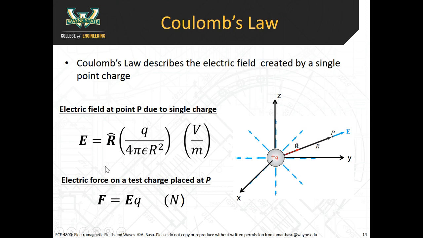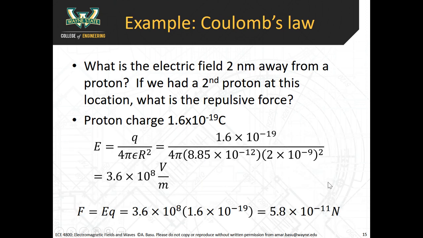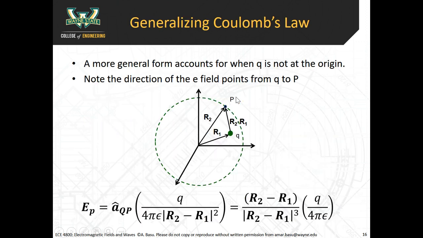Coulomb's law tells us that the electric field at that point is equal to Q divided by 4 pi epsilon r squared. Now, this r is the magnitude of this vector, and r hat is the unit vector of that vector. If we placed some charge here, the electric field would create a force on that charged particle. We did this example last time. What's the electric field 2 nanometers away from a proton? If we had another proton at that location, what's the repulsive force? We figured that out.